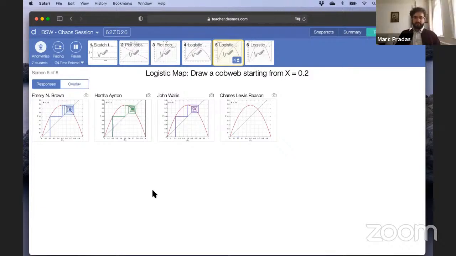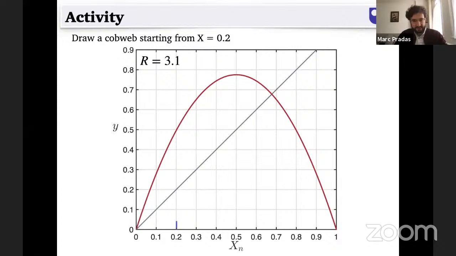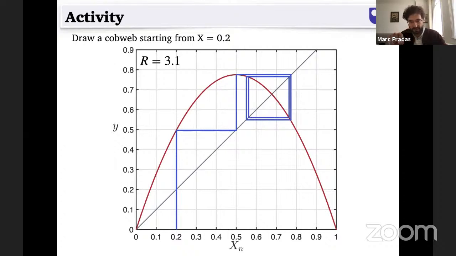Yeah, these are some answers, but I think this might be a problem here. So perhaps we can look at what happened here. If you do it precisely, you draw the vertical line, then the horizontal, then vertical, and you will see that at some point you actually end up at the same point as before. And you keep repeating this square over and over and over.